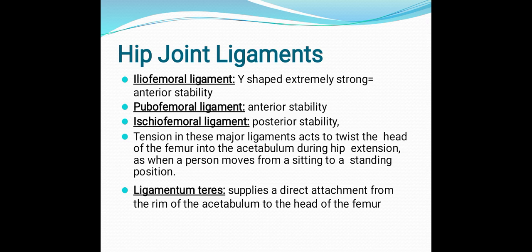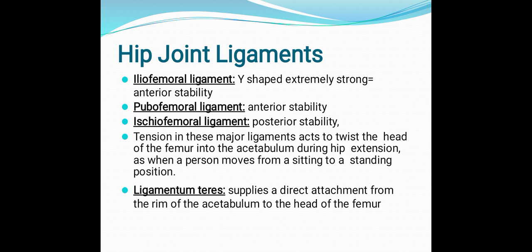Hip joint's ligaments. Several large, strong ligaments also contribute to stability of the hip, which include the iliofemoral ligament, which is a Y-shaped, extremely strong ligament and provides anterior stability, while the pubofemoral ligament strengthens the joint capsule and provides anterior stability. The ischiofemoral ligament provides posterior stability.